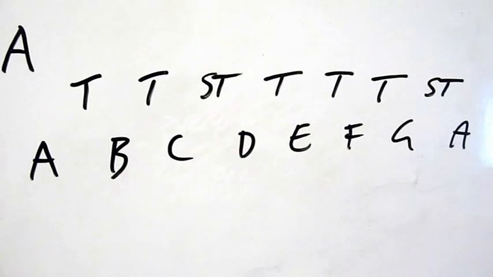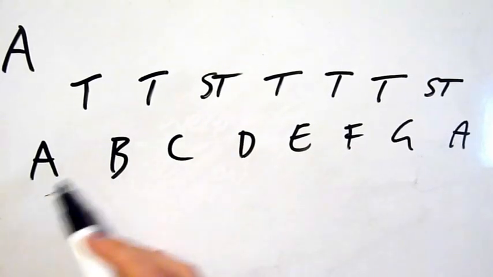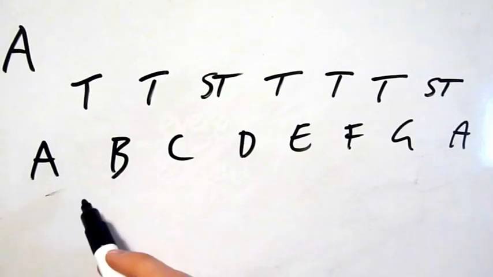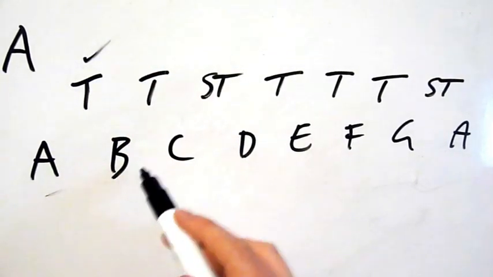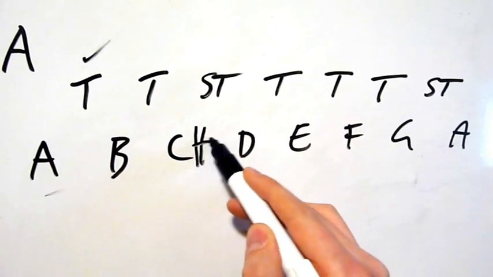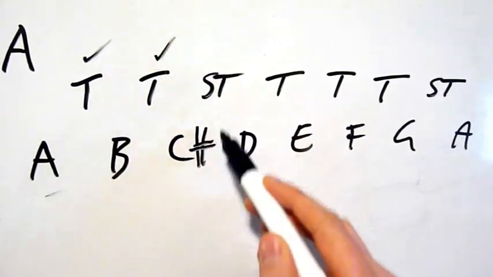Okay, so we don't need to change the A, because that's the scale we're trying to work out. Is B a tone up from A? Yes, so we'll leave that one as is. A tone up from B is not C but C sharp, so we add a sharp.